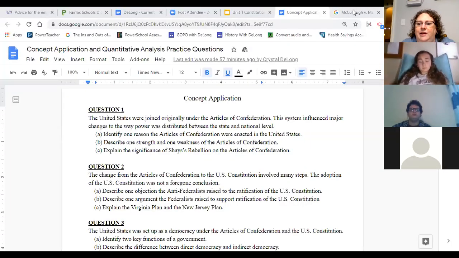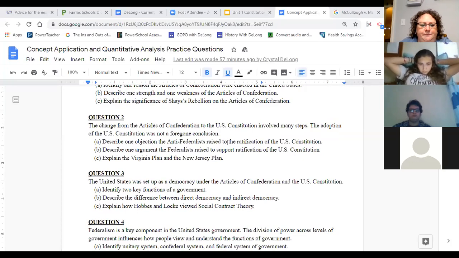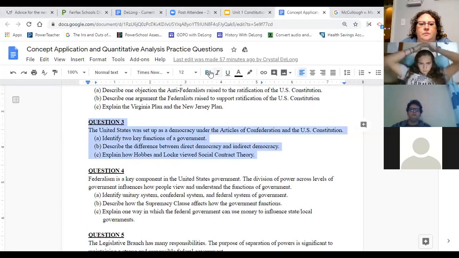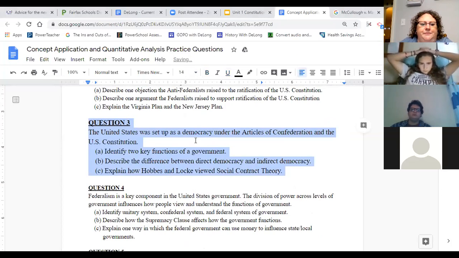Okay. Let's flip over. Let's just do a couple of practice questions together. Probably helps if I share my screen. All right. We're going to look at some concept analysis questions that I borrowed from some of my nerdy teacher friends. Okay. Let's start with, all right, let's do this one. Let's do question number 3. I'll make it a little bigger here.